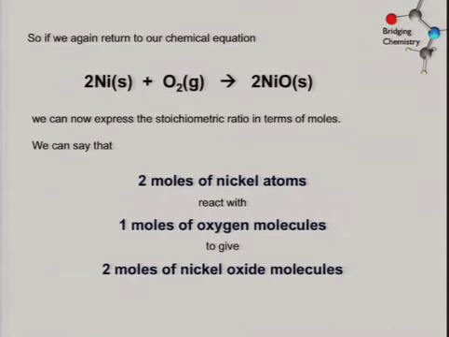So then, if we return again to our little chemical equation, which says that 2 nickels react with 1 oxygen to make 2 nickel oxides, now we can say, instead of talking about this in terms of individual atoms and molecules, or talking about it in terms of dozens of atoms and molecules, we can talk about it in terms of moles of atoms and molecules. And all these things are fine so long as we maintain this ratio, in this case, this 2 to 1 to 2 ratio between the reactants and the products. So we can say 2 moles of nickel atoms react with 1 mole of oxygen gas to make 2 moles of nickel oxide.